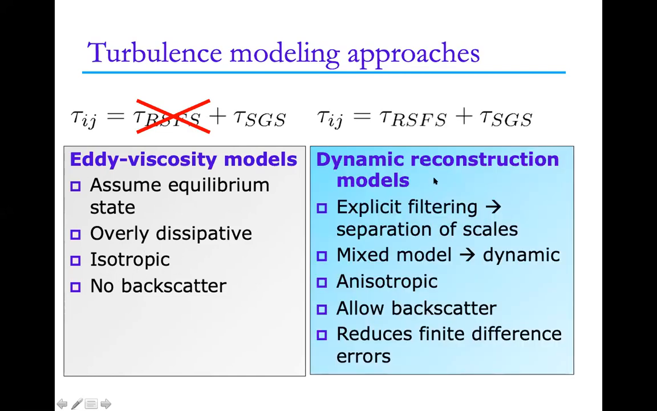In contrast, dynamic reconstruction models include that resolvable subfilter scale piece. We do this by explicit filtering to separate the scales, and then using a mixed model and a dynamic piece to a mixed model that reconstructs this part. This ends up giving you an anisotropic formulation. It allows backscatter of energy from small scales to large scales, and it overall reduces truncation errors from the numerical scheme because it separates the scales in this way.